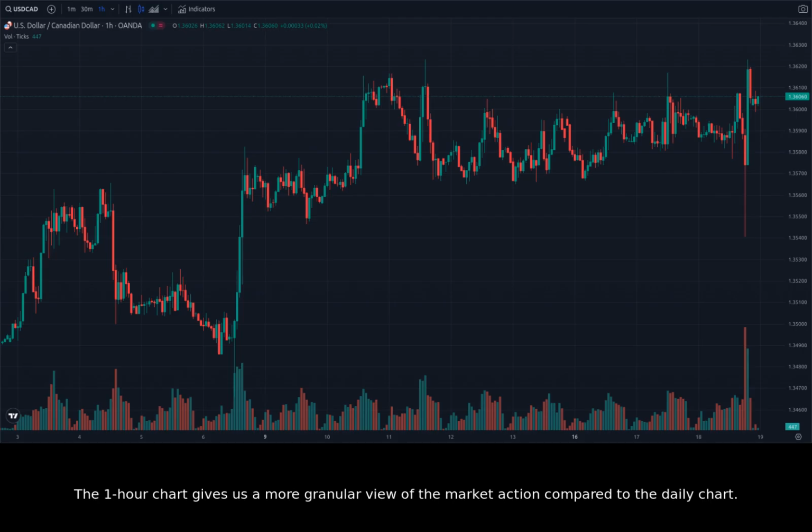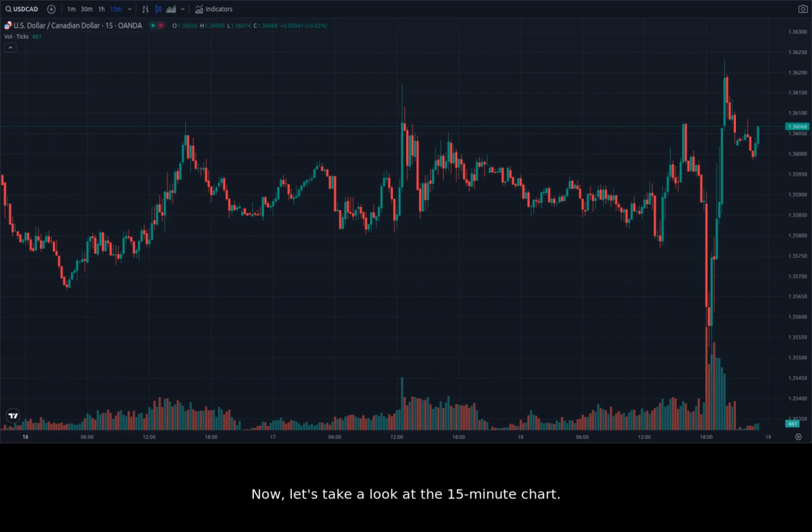The 1-hour chart gives us a more granular view of the market action compared to the daily chart. To get a real sense of the short-term price dynamics, let's zoom in on the 15-minute chart. Now, let's take a look at the 15-minute chart.